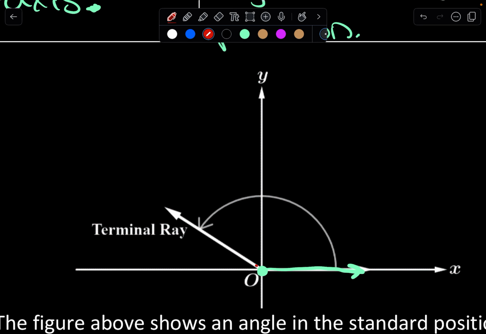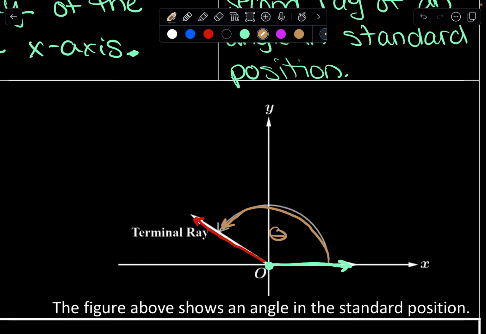Now the second definition was our terminal ray, which will be the second ray, all right? And when we open this up, that means our theta will be in here. So this will be our theta. So a ray is just a point on one end, and then the other end is going in a certain direction. So the starting point for both of these is at the origin.